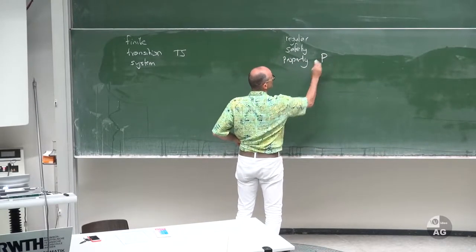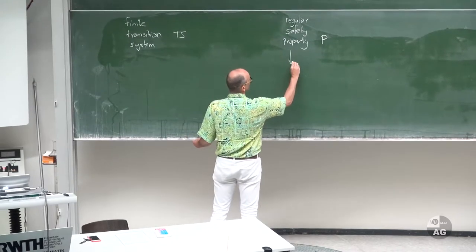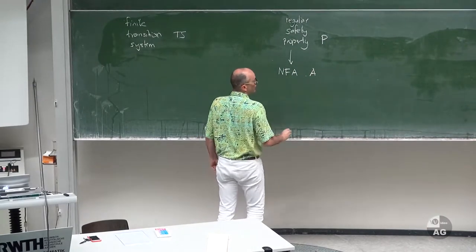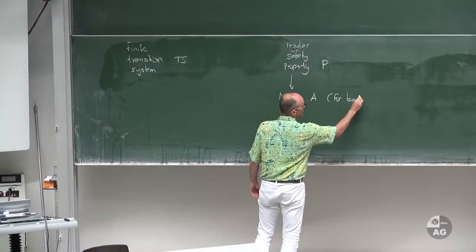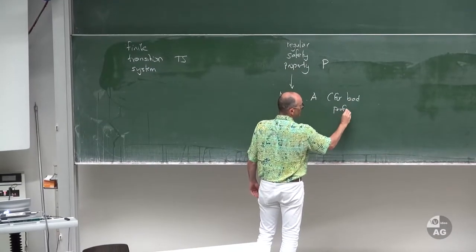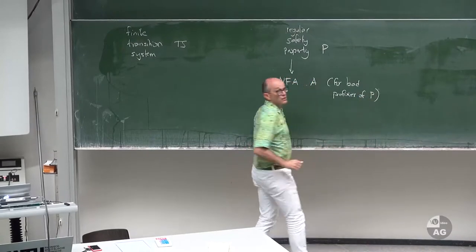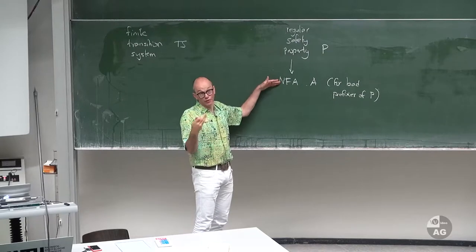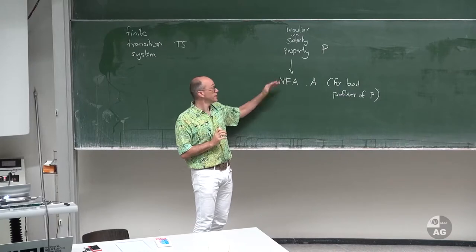let's say P. Then what we were doing is basically giving for this an NFA, let's say A, and that's for the bad prefixes of P. So that's the first important step. We are not looking at P itself, but we're looking at the finite words that refute, that violate P.